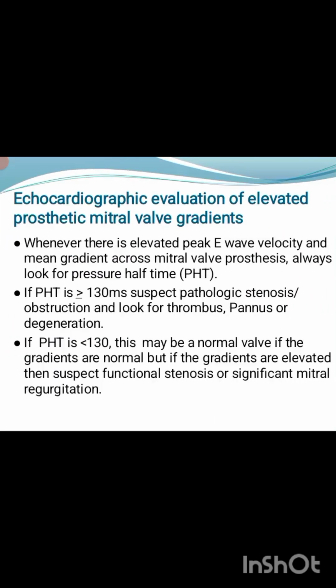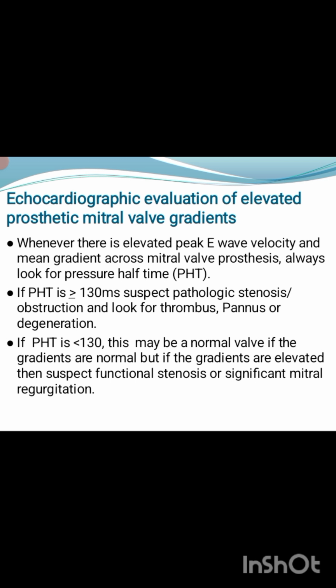Echocardiographic evaluation of elevated prosthetic mitral gradients. Whenever there is an elevated peak velocity and mean gradient across the mitral valve prosthesis, always look at the pressure half time. If the pressure half time is greater than or equal to 130 milliseconds, suspect pathological stenosis like obstruction, and look for thrombus, vegetation, and degeneration. If the pressure half time is less than 130, there may be a normal valve if the gradients are normal.